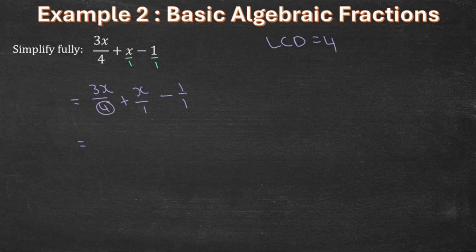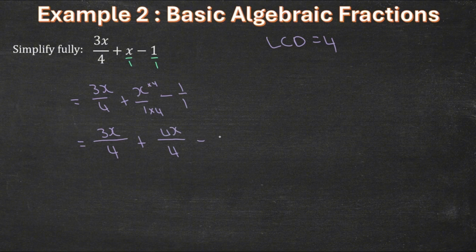Now this 4 is already the lowest common denominator, so I leave it as is. What did I do with this 4 to make it 4? Nothing, so my numerator stays the same. Now let's change this 1 into the lowest common denominator. What did I have to do with this 1 to make it a 4? I had to times it by 4. What I do at the bottom, I must do at the top. X times 4 gives me 4x.